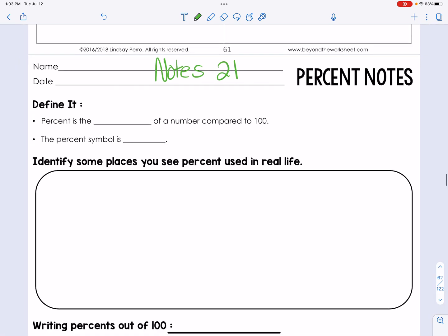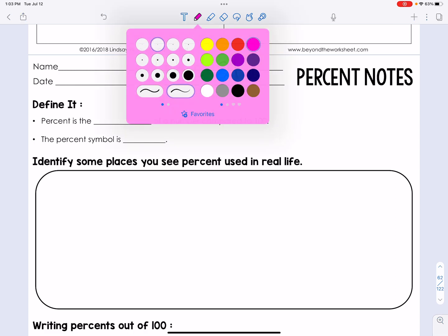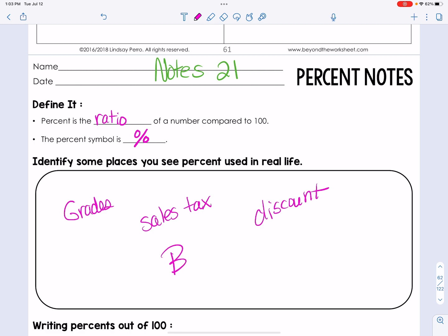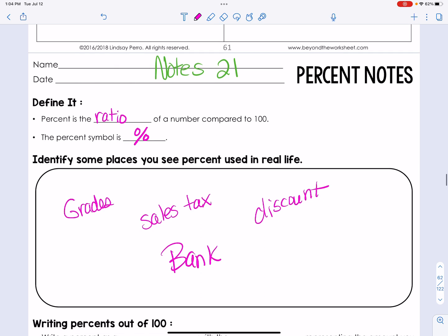So we're going to talk about percents in this video. And a percent is the ratio of a number compared to 100. And the symbol for percent is this. Okay, so where would you use this? You would use this in grades. You would use this in sales tax. You would use this in discounts, lots of money type stuff. You would use this in bank accounts, anything with banking. Okay, there's all kinds of places you're going to use percents.